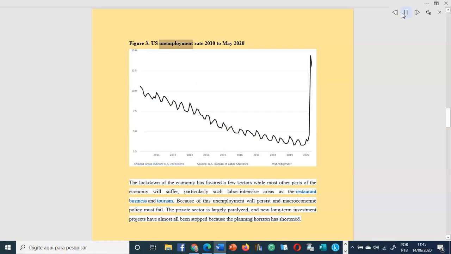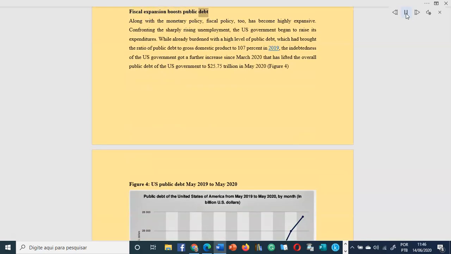Figure 3, U.S. unemployment rate 2010 to May 2020. The lockdown of the economy has favored a few sectors while most other parts of the economy will suffer, particularly such labor-intensive areas as the restaurant business and tourism. Because of this, unemployment will persist and macroeconomic policy must fail. The private sector is largely paralyzed, and new long-term investment projects have almost all been stopped because the planning horizon has shortened.